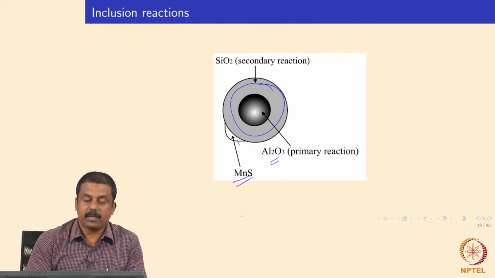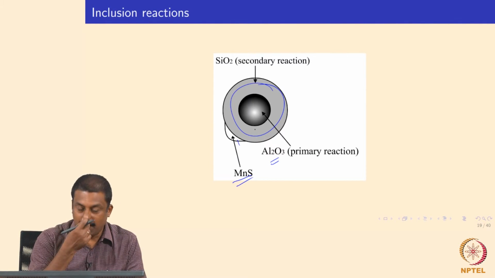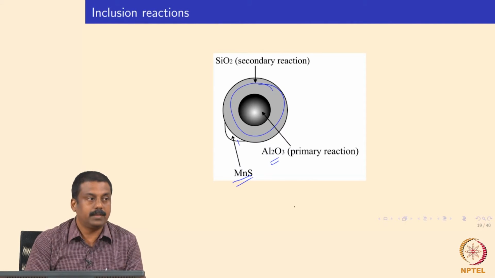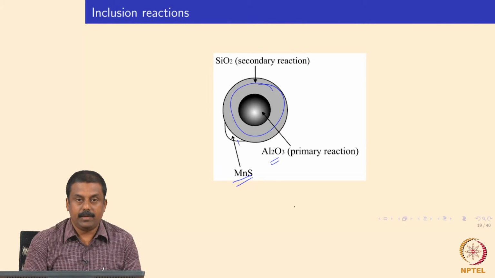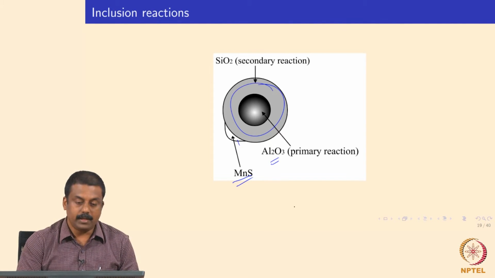So the inclusion morphology appears complex, with the presence of an oxide core and then subsequent enrichment of manganese and sulfur leading to complex non-metallic inclusion formation in advanced iron steel weld pools, especially if you have highly oxidizing alloying elements like aluminum and silicon.